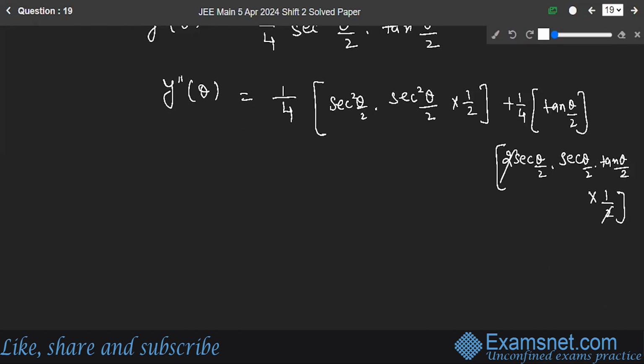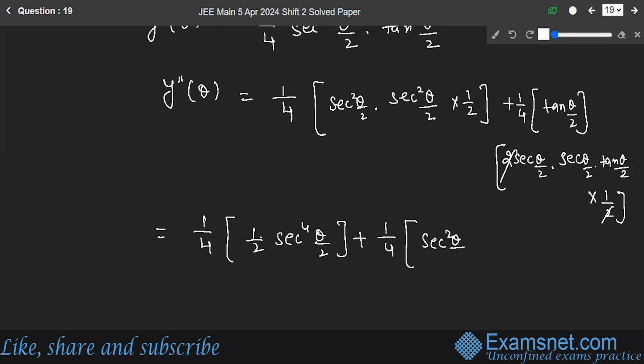So this 2 and 2 will cancel, and ultimately you will have your 1 by 4. This will be 1 by 4, here will be 1 by 4 secant power 4 theta by 2 plus 1 by 4. This is equal to secant square theta by 2 into tangent square theta by 2, right? This is your second derivative of the function.